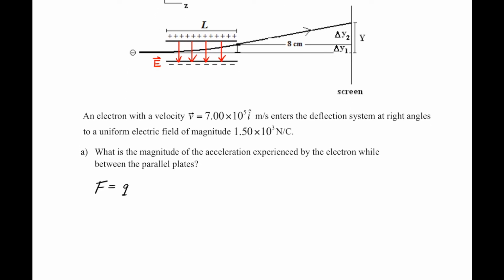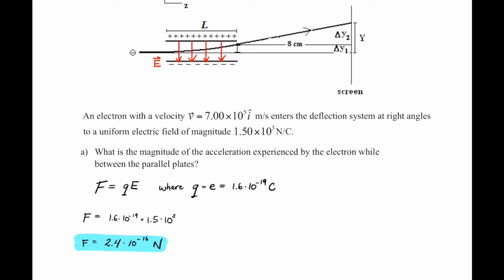So mathematically, this is given as force equals charge times electric field. Don't forget that whenever we have a charged particle like an electron or a proton, we know its charge as well as its mass. So here we know Q. Calculating the result, we find that the force on the electron is equal to 2.4 times 10 to the negative 16 newtons, and it's in the positive y direction, as discussed earlier.